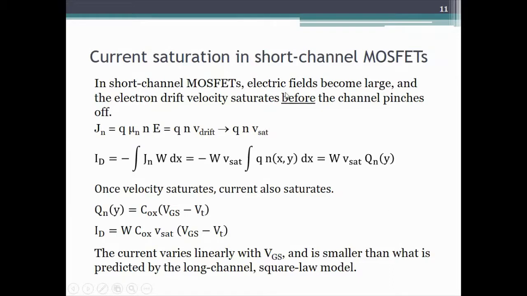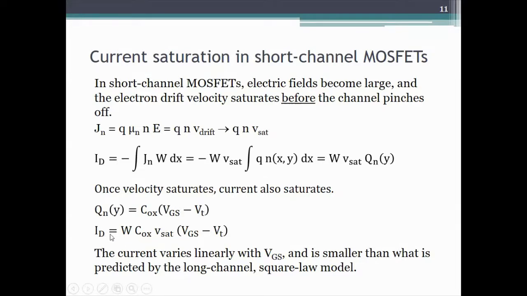Okay, I forgot to mention this important point here, that if the MOSFET has a short channel, the electric fields will become large. Before pinch off occurs, the velocity will saturate because the electric field is large. And if the velocity saturates, the current saturates. So the drain current in a short channel MOSFET will saturate before pinch off occurs because of velocity saturation. And this is the equation of the current in the velocity saturation regime. So this is the saturated drain current.